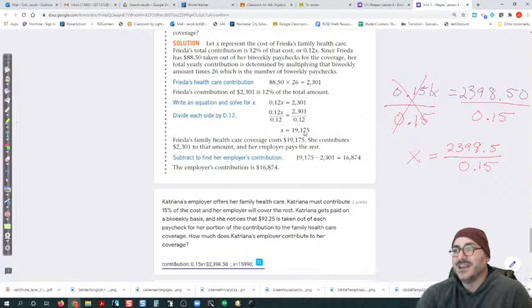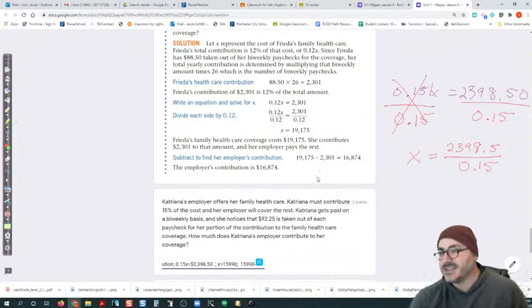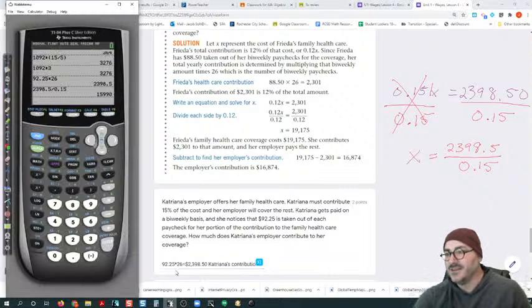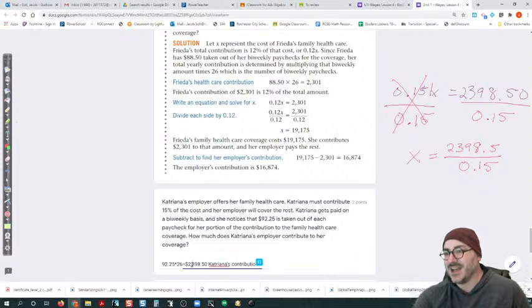And what did they do next? They took this number and subtracted how much the employee was paying. So 15,990 minus, what did we say Catriana paid? Her contribution was 2,398 and 50 cents. All right, I'm almost done, folks. Don't panic on me. We almost got this.